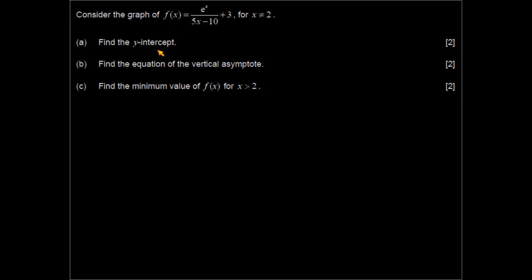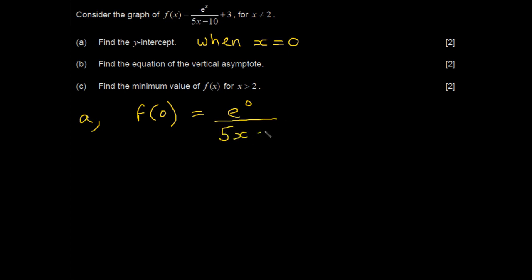Now, the y-intercept will be the point where the graph cuts the y-axis, which will occur when x is equal to 0. So in order to work that out, we just work out f of 0. So that would be e to the power of 0 divided by 5x minus 10 plus 3. Now e to the power of 0 is 1, and 5 times 0 is obviously 0, so that's going to be 1 over negative 10 plus 3, so that is going to equal to minus 0.1 plus 3, so that's going to be 2.9.